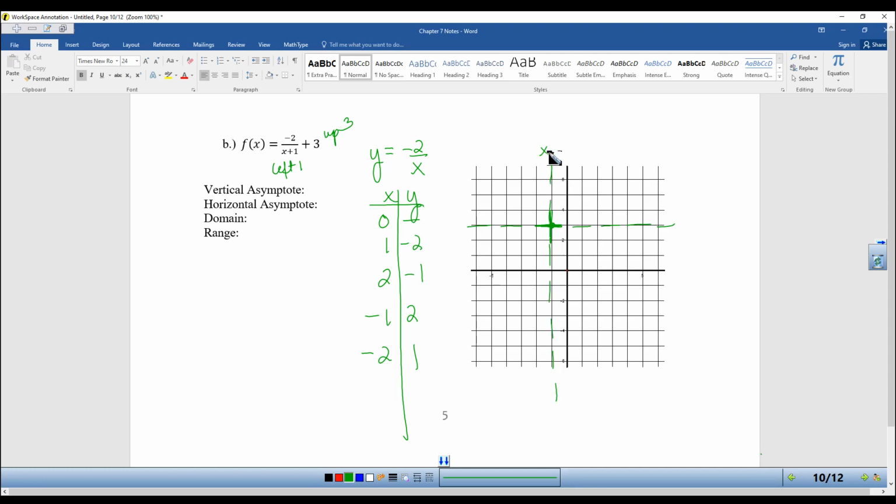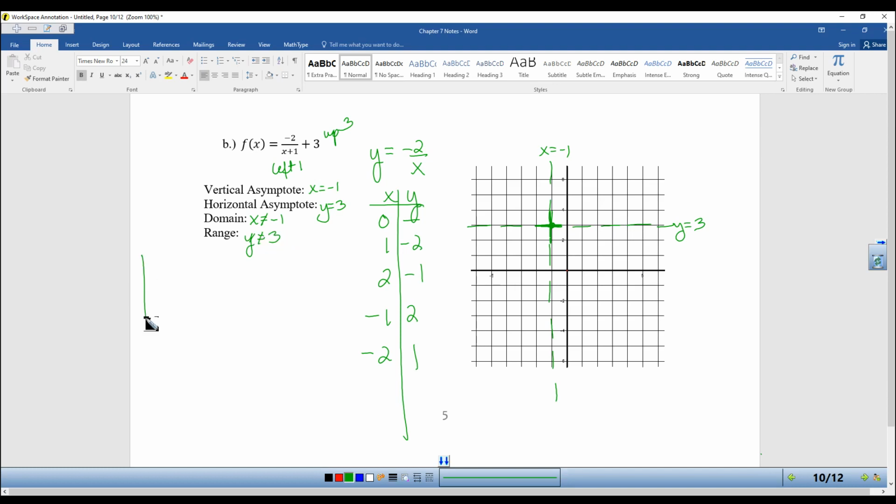So my vertical asymptote is x is equal to -1. That means that my domain is x is never going to be -1. I'm not going to cross that. That is a wall. My horizontal asymptote is going to be a guideline, and that happens at y is equal to 3. That's the equation of that line. So it also means that my graph isn't going to touch it. So the range is y is not equal to 3.